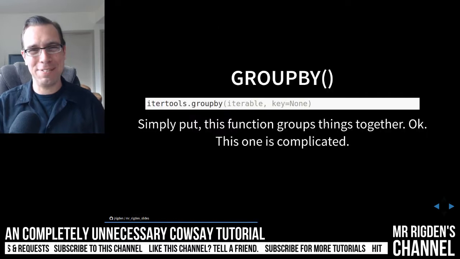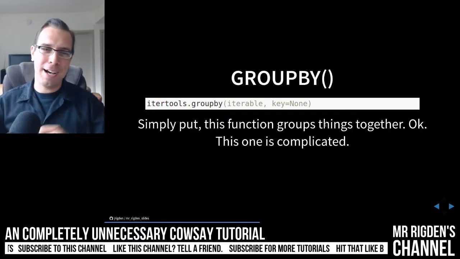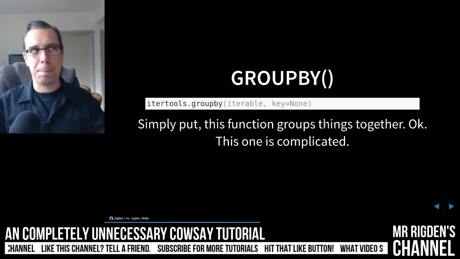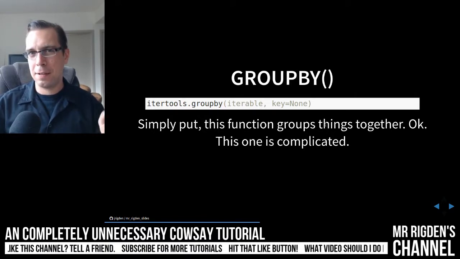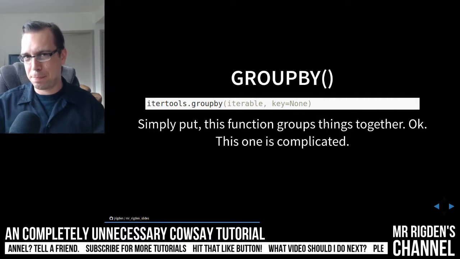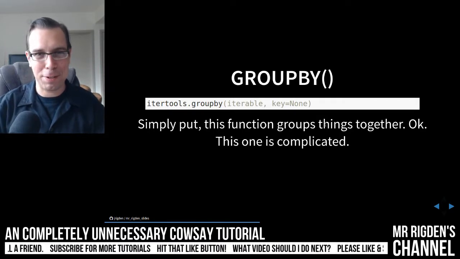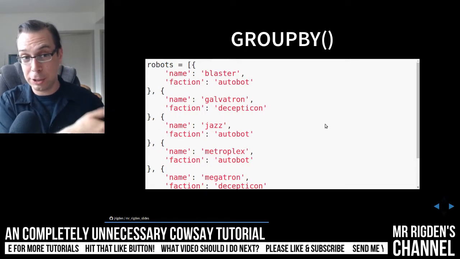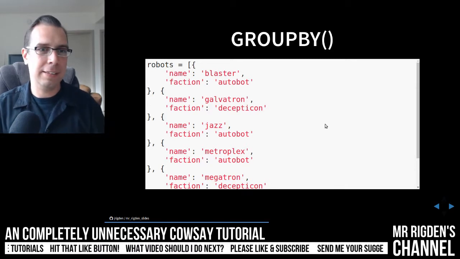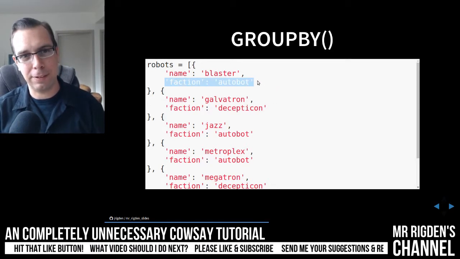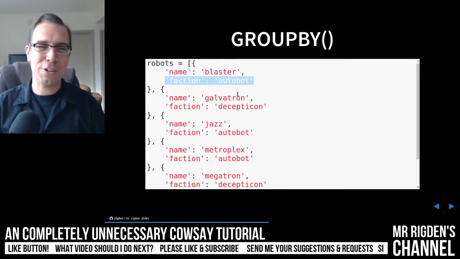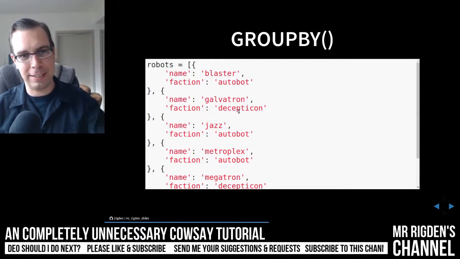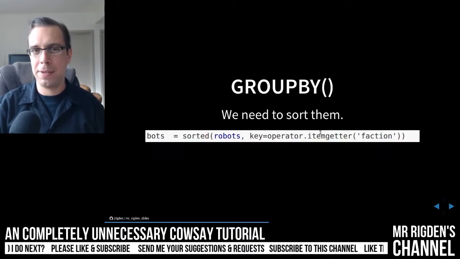All right, so moving on. Now groupby. Simply put, this function groups things together. It can be a little bit complicated, but it doesn't have to be conceptually. So here, my list of dictionaries is a list of robots. These robots have a name and they have a faction. These are all Transformers, and they're all kind of jumbled up. So we've got everybody here from Galvatron, Jazz, Metroplex, Decepticons and Autobots. You can probably see where we're going.